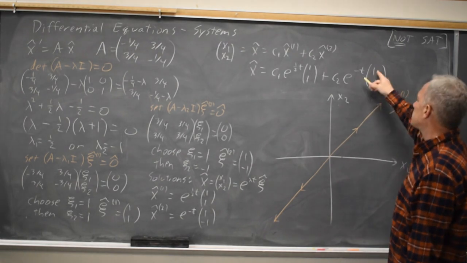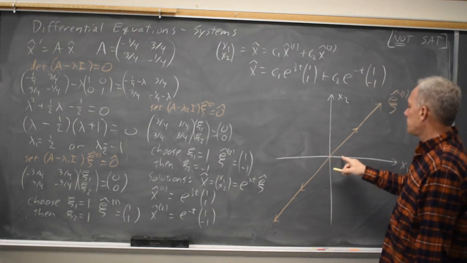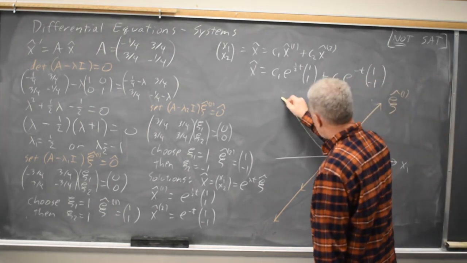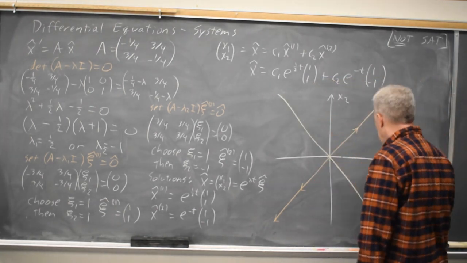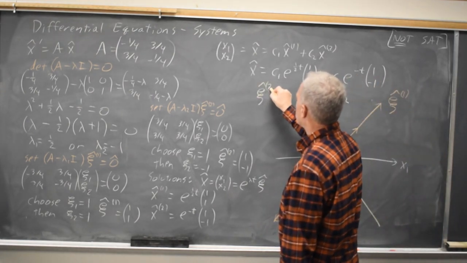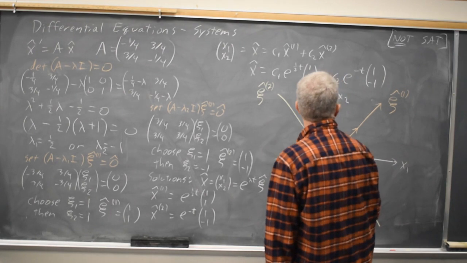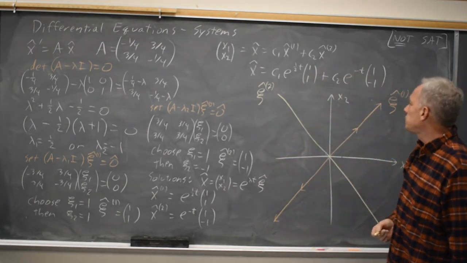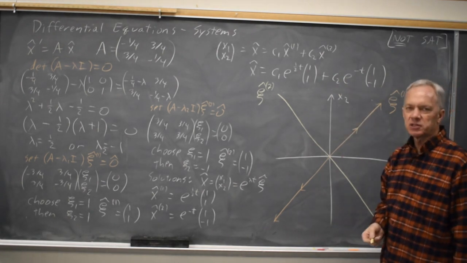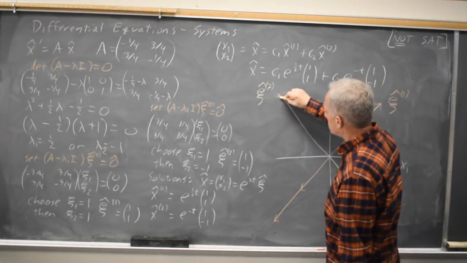Eigenvector 2 is in the direction 1, negative 1. That's right 1, and then down 1 in the direction x2, a line with a slope of negative 1. And as t increases, e to the negative t decreases, so the component in this direction decreases over time. We move inward.